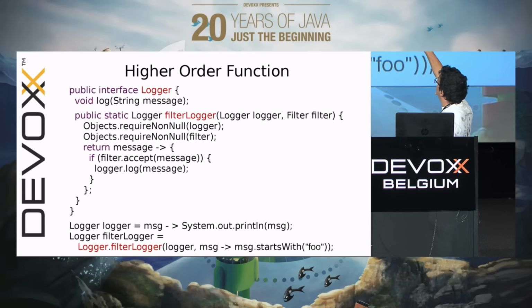We call this kind of method, like filter logger, a higher order function. You don't care about the name. Basically, a function that takes a function as a parameter is called a higher order function. It's just a funny name. But it's important because basically you combine your functions to create a new function. In fact, this is not how we will implement it. We can do better. I mean, it's kind of ugly.